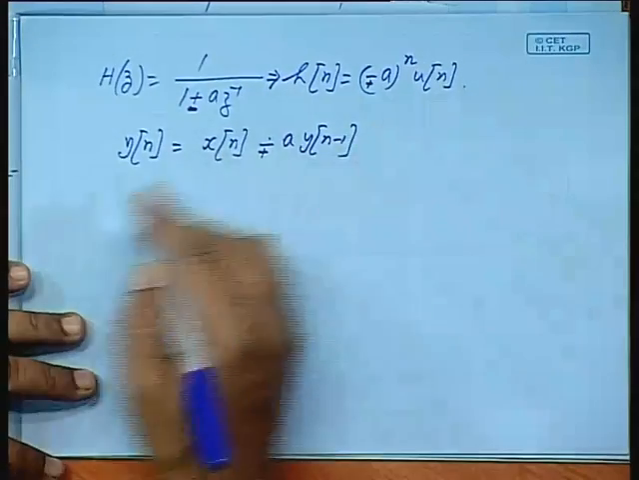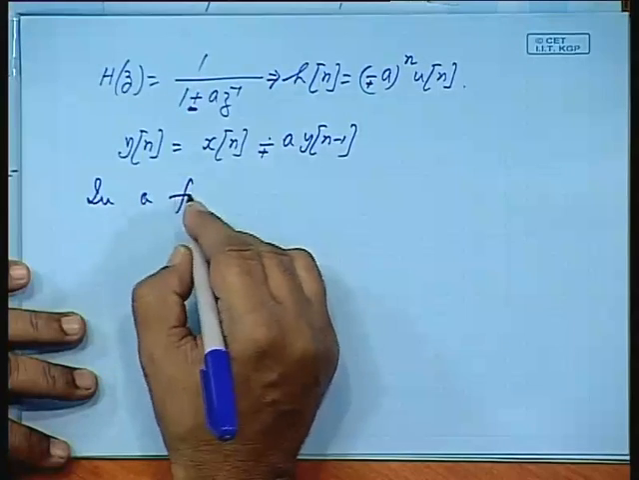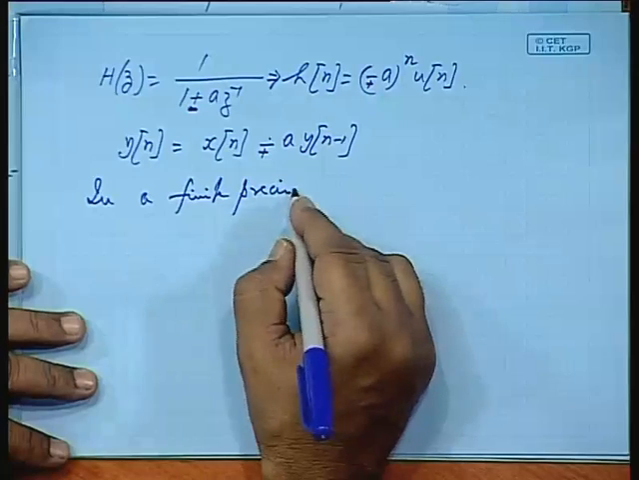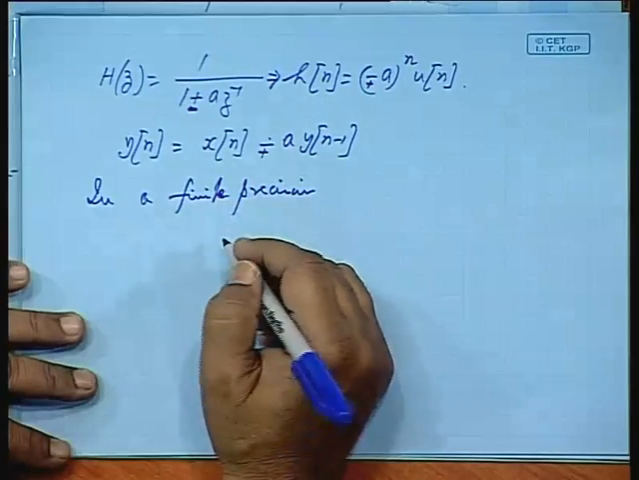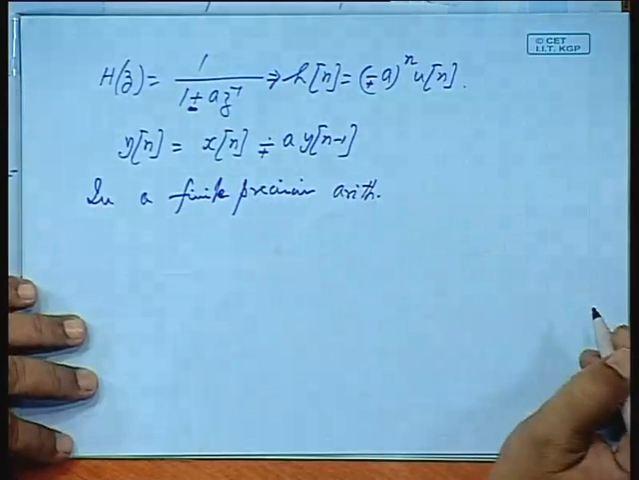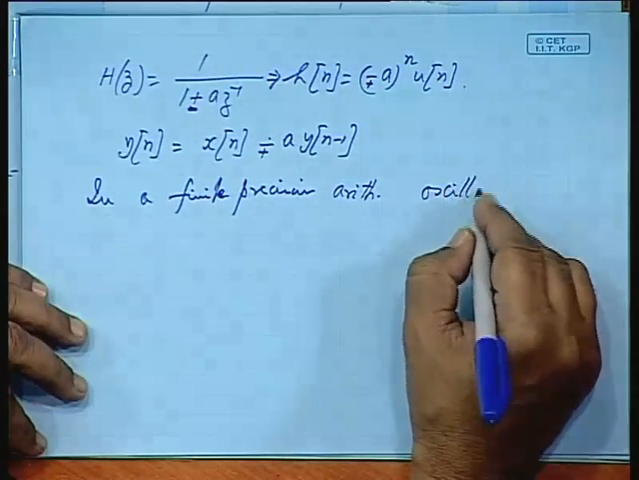So, in a finite precision arithmetic, oscillations may take place.